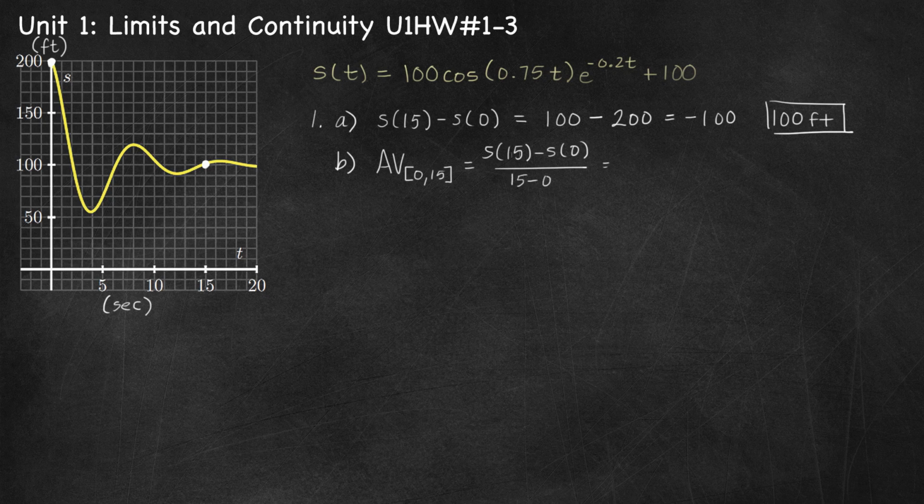We've already computed s of 15 minus s of 0. We know that's negative 100. And the change in time is 15. So the average velocity, if we simplify that, is negative 20 over 3. And in the numerator, the change in position is feet. In the denominator, the change in time is seconds. So our answer is negative 20 over 3 feet per second.